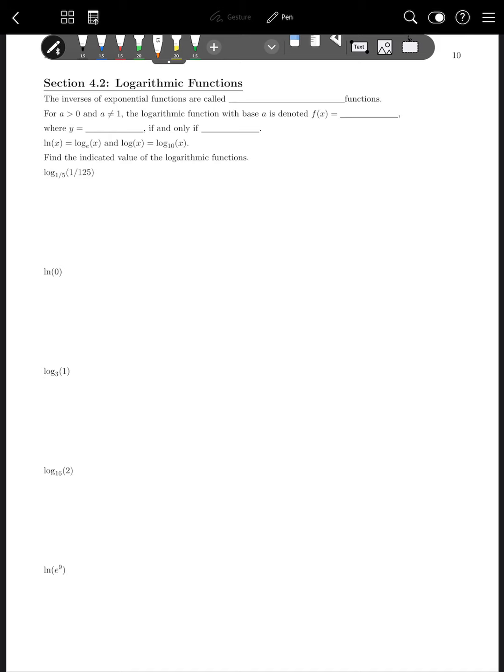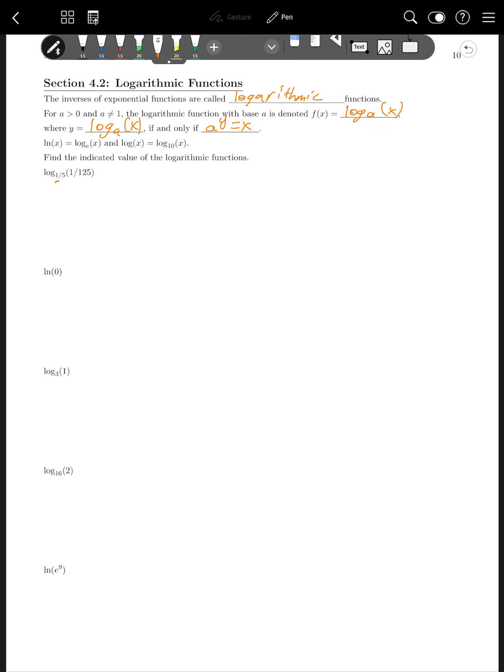So the inverses of exponential functions are called logarithms or logarithmic functions. For any a greater than 0 and a not equal to 1, the logarithmic function with base a is denoted f of x equals log base a of x. This a is a subscript, which you can see in the examples down here, where y equals log base a of x if and only if a to the y equals x. So the output of a logarithm is the input of an exponential expression.